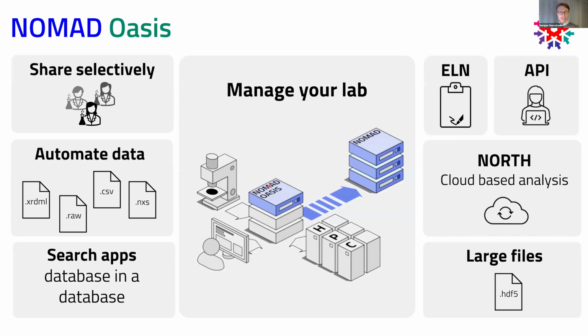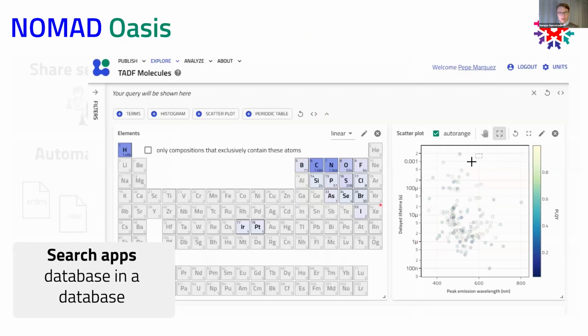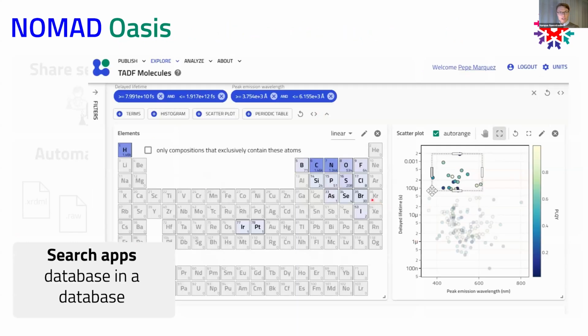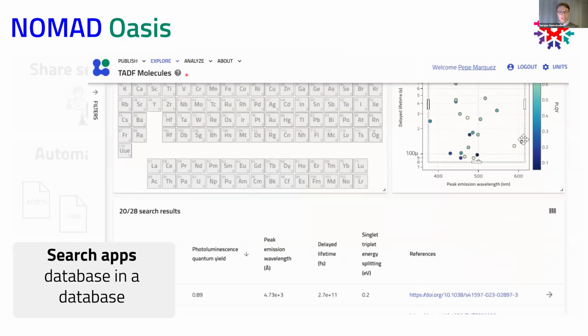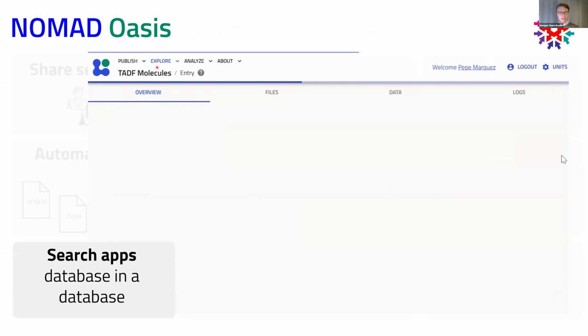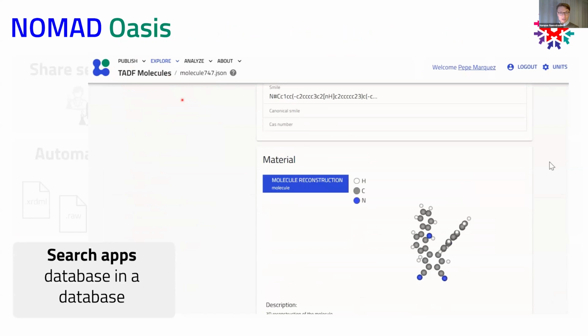Another thing that you can customize in your NOMAD Oasis are these search apps that I was showing you before, right? With the solar cell one, for example. So here you can create customized visualizations of the things that you are working on. This is actually from an example that we ran during the user meeting. So this is available as an upload that you can also try yourself later if you want.